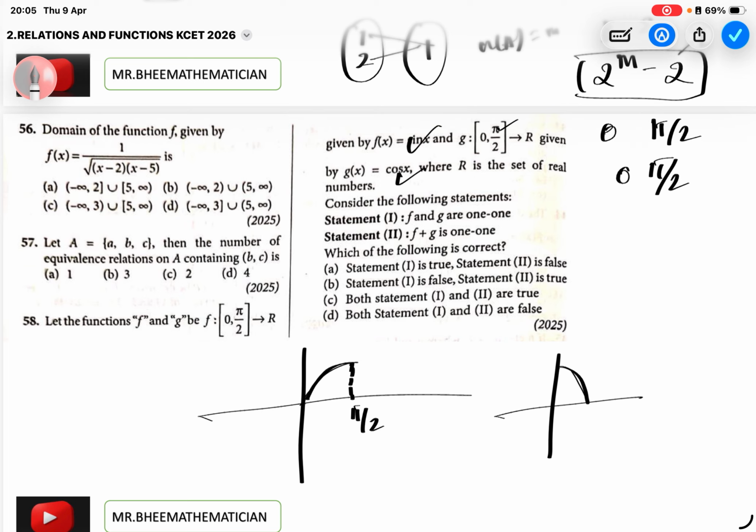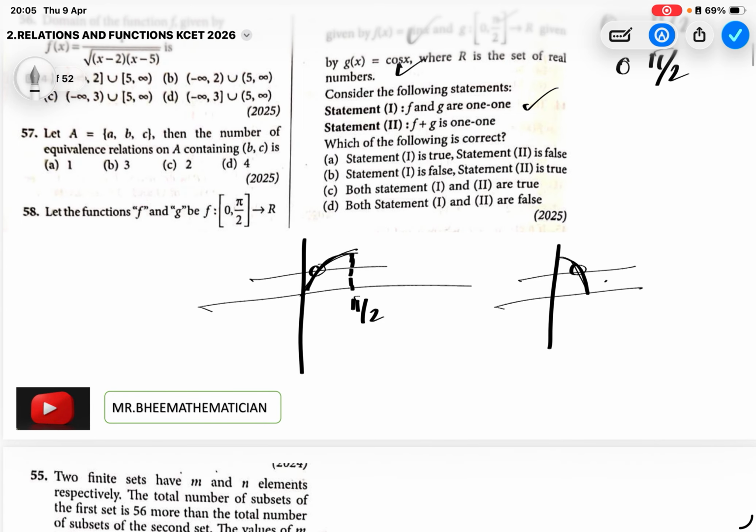And what is statement 1? Statement 1: f and g are one-one, yes obviously. Drawing a line parallel to the x-axis, it cuts only one time, hence it is a one-one function. And f plus g is one-one is totally false, because sin x plus cos x will give a different graph.